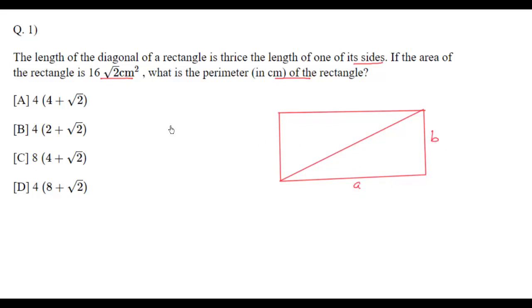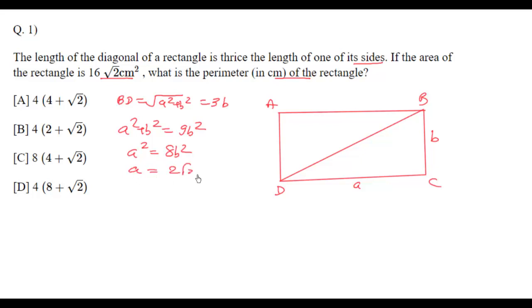So the diagonal's length, say this is A, B, C, D. The diagonal length BD will be equal to under root of A square plus B square. Now this length is given to us as 3 times the length of one of its sides. Let us assume it to be B, right? Suppose this is 3B. So squaring both the sides, we will be getting A square plus B square is equal to 9B square, or A square is equal to 8B square. Taking under root both the sides, we'll be getting A is equal to 2 root 2 times B.